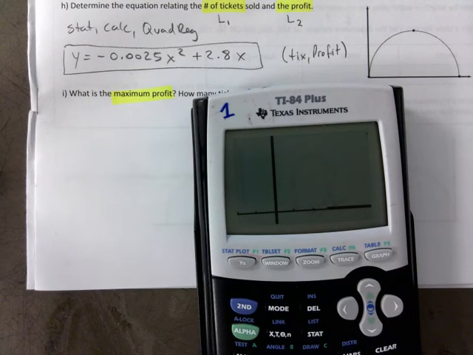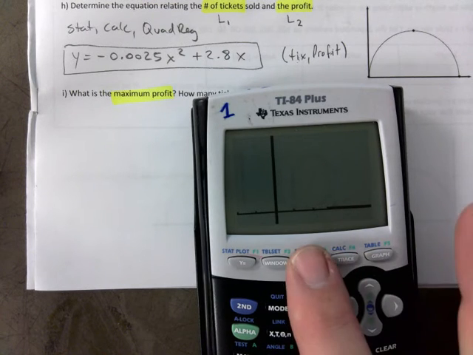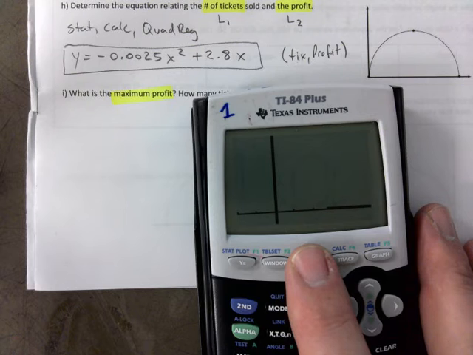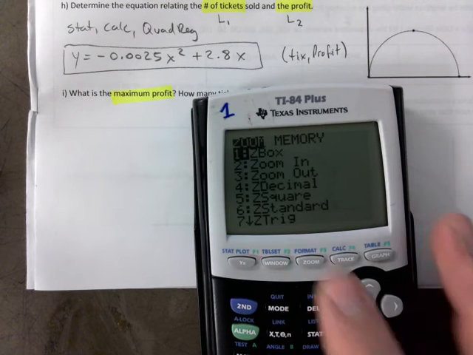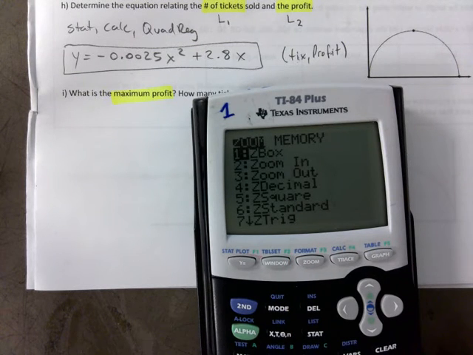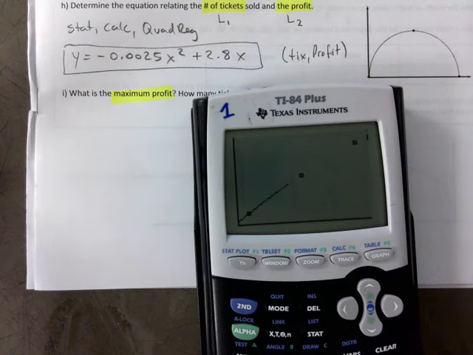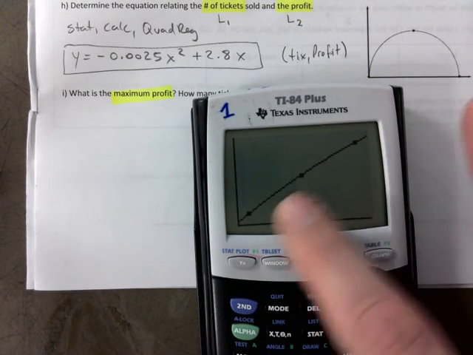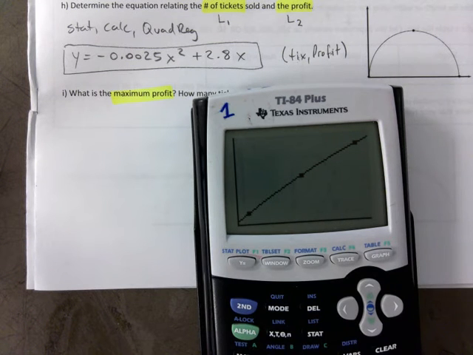Do you see anything? Not much. No. So how are we going to get out of that? We're going to go zoom 9. Zoom 9 to get me started, okay? And it looks like it's a straight line, but it curves a little bit. You should see a little bit of a curve going on.